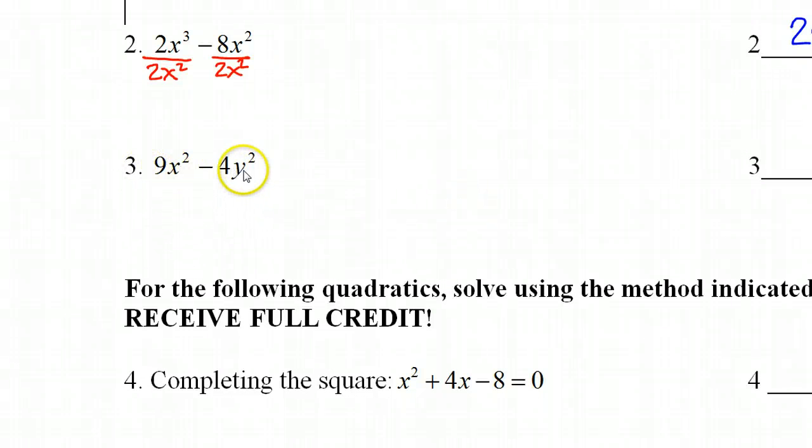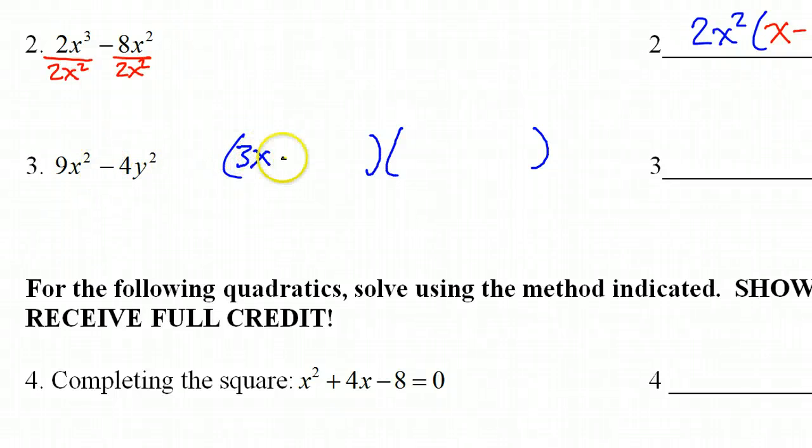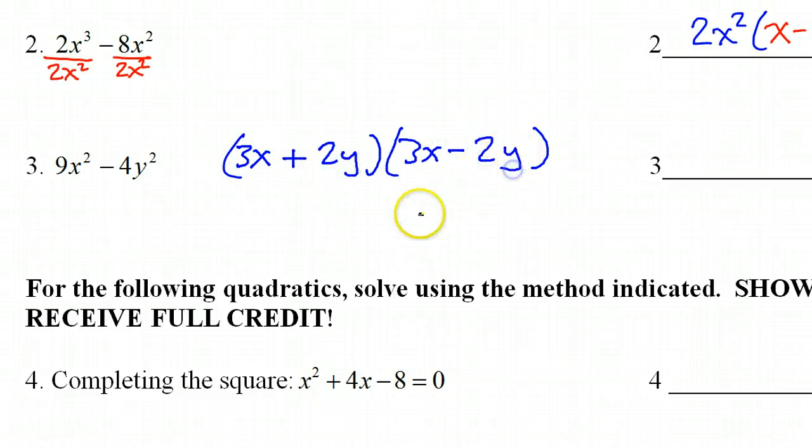Hopefully you recognize this as the difference of two perfect squares. So we're just going to immediately factor that with very little thought, using the pattern that we've memorized. When you've got the difference of two squares, it always splits right down the middle. So 9x squared is definitely going to be 3x and 3x. It's always going to be plus and minus, and again 4 splits right down the middle, so this is going to be 2y and 2y.